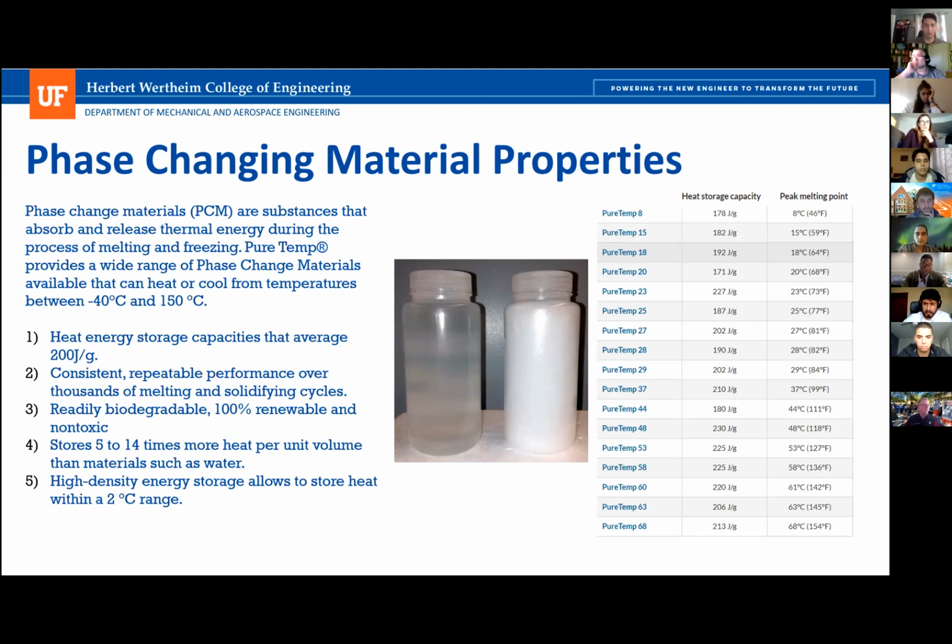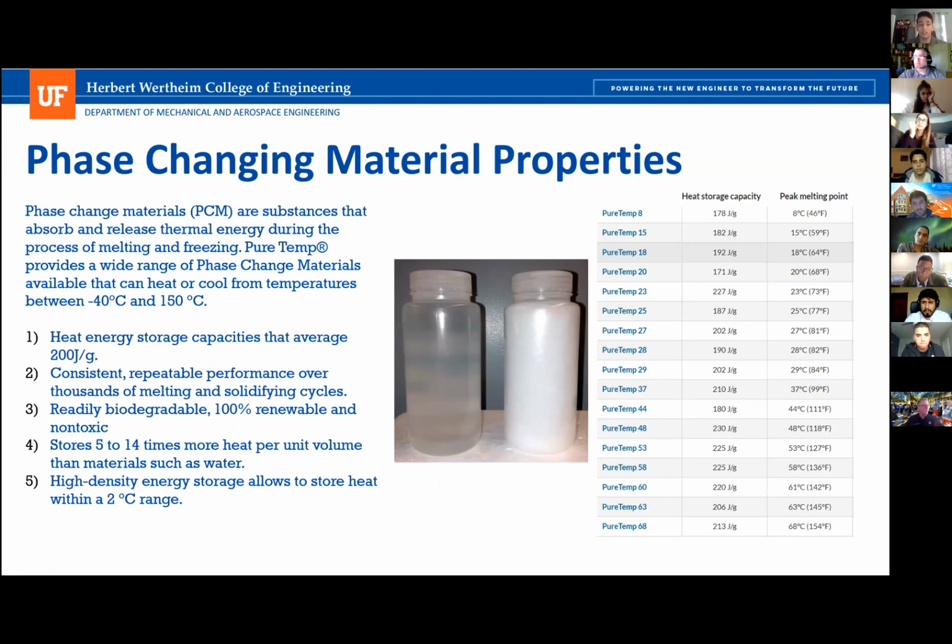So, phase changing material properties. These are substances that absorb and release thermal energy during the process of melting and freezing. We get our PCMs from PureTemp. They can heat or cool at temperatures between -40 degrees Celsius and 150 degrees Celsius, which satisfies requirement number 20.